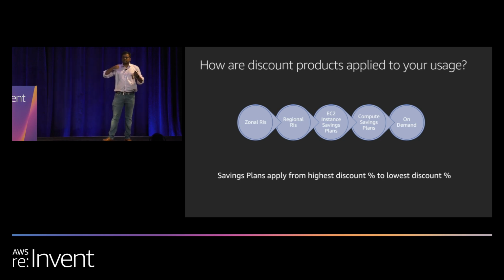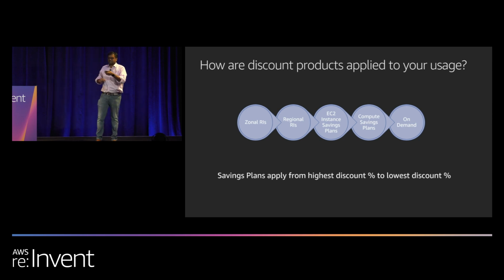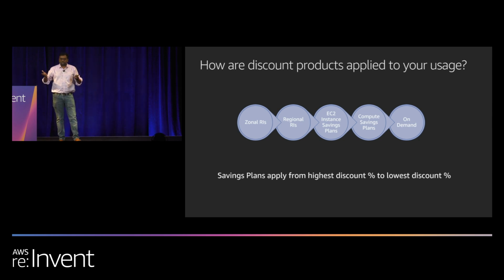Then the EC2 instance savings plan will first apply to the Linux instance because it offers a higher discount percentage, followed by the Windows because it offers a lower discount percentage. Once we've applied all your EC2 instance savings plans, we go to the next one, which is compute savings plans. And finally, anything that's left over is charged at the on-demand price.